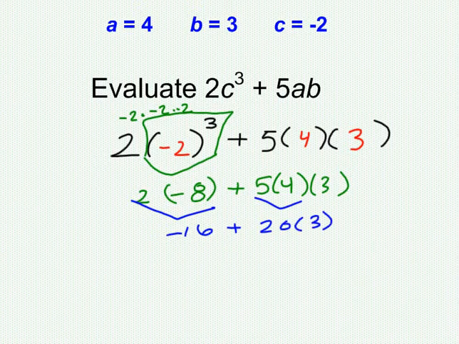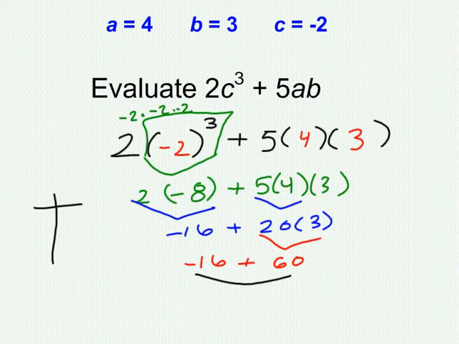Now you could do this all in one step, or you could do this in 2 steps. I could say 5 times 4 gives me 20, and then save the 20 times 3 for my next step. 20 times 3 gives me 60. Now as I look here, I have negative 16 plus 60.